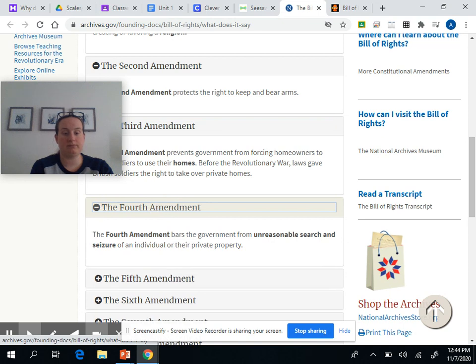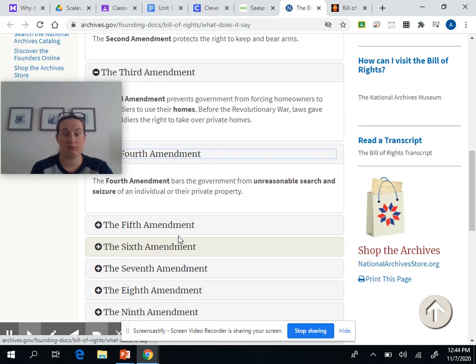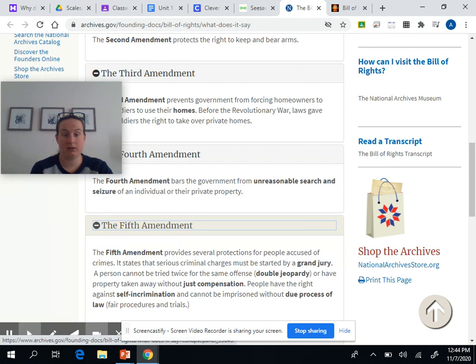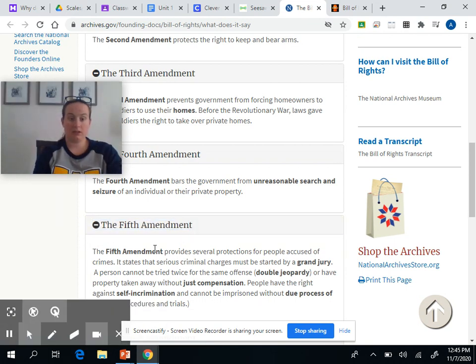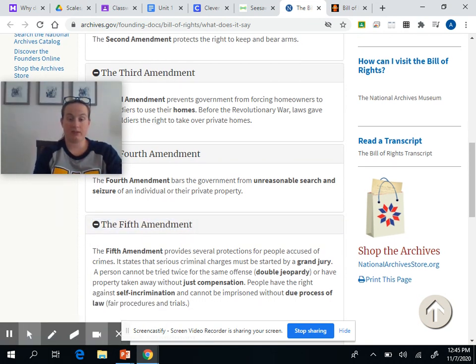Fourth Amendment. The government can't just come and say, I'm taking this away from you or I'm searching your house. They have to have a warrant. They have to have a reason to do so. Hold on, guys. All right, the Fifth Amendment.